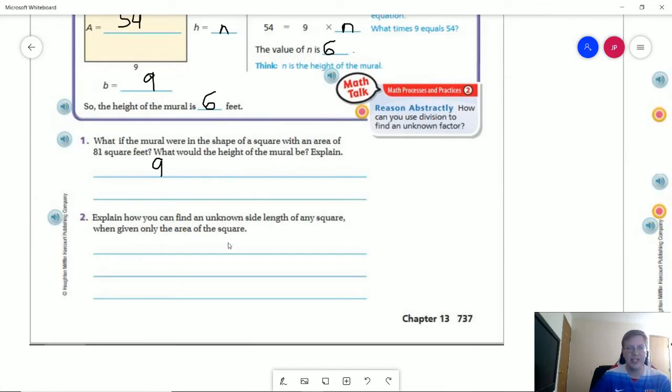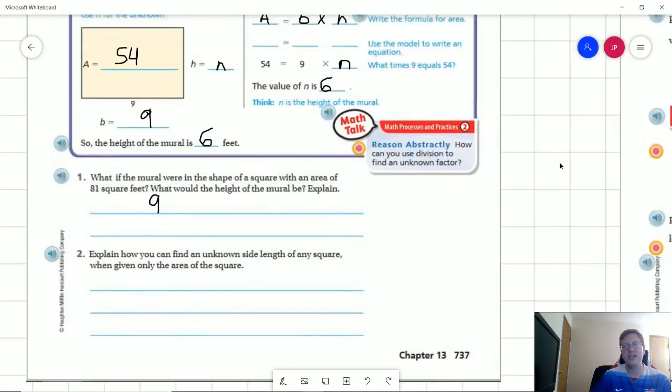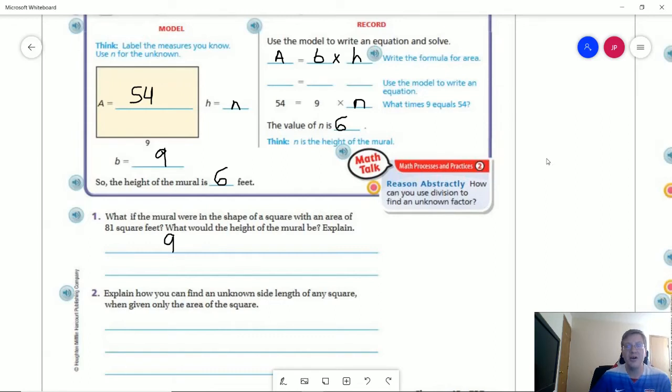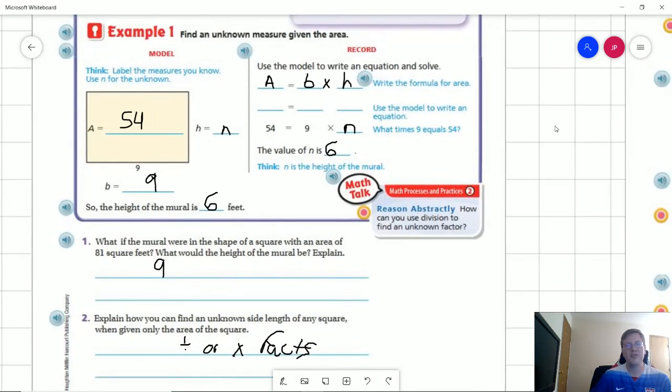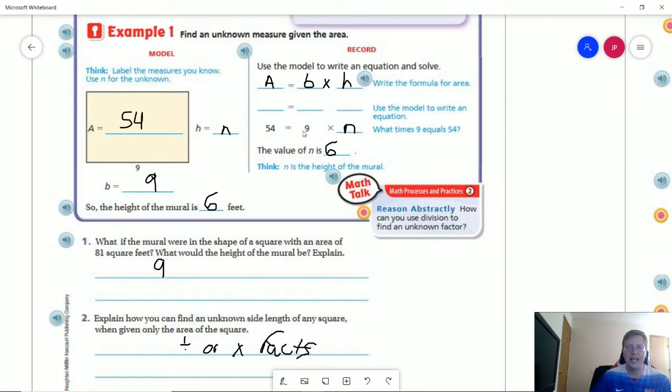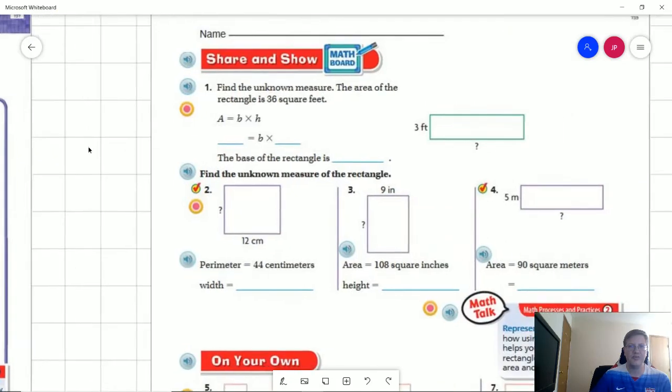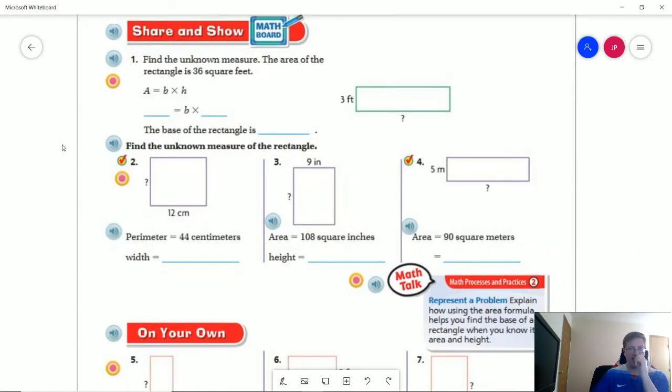Explain how you can find the unknown side length of any square when only given the area. Well, we can't always get just the area. Sometimes we can. Like if the area is 25, then we know what our math fact is going to be. Usually we're going to be given one of the lengths of our side, but we can use division or multiplication facts to help us. So for instance, we could use 54 divided by 9 to find our answer for the rectangle. If it's a square, we should be able to use our multiplication and division facts to help us.